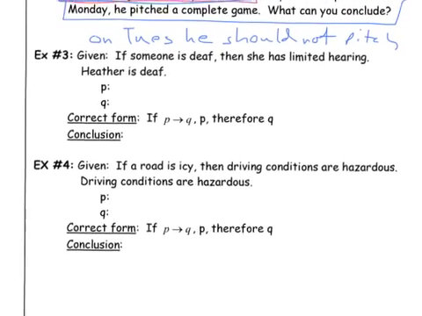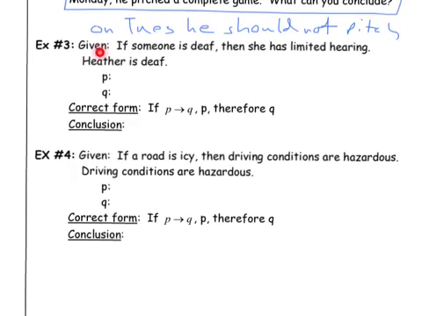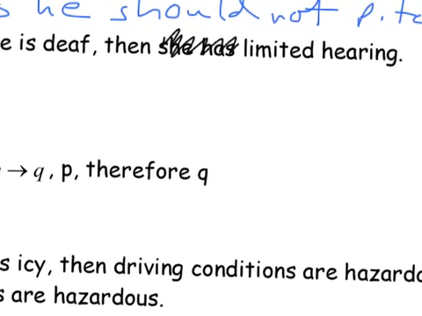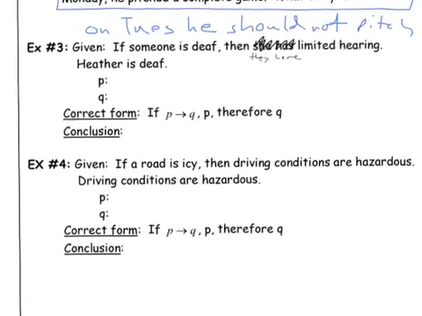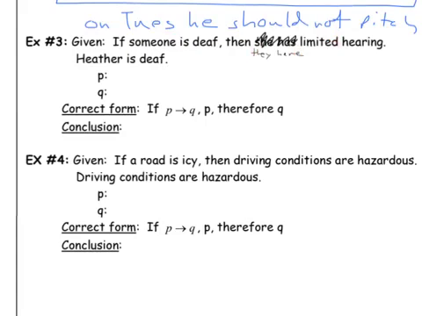Okay, let's have another try at it. Given information, if someone is deaf, then she has limited hearing. That should be more general. We should make that say they have. So let me just edit that real quick. Okay, so if someone is deaf, then they have limited hearing. Okay, general statement, right? And then they give us a specific example. Heather is deaf. All right, well, let's break this down into P's and Q's. P being the hypothesis, Q being the conclusion. Hypothesis would be someone is deaf. Conclusion being they have limited hearing.